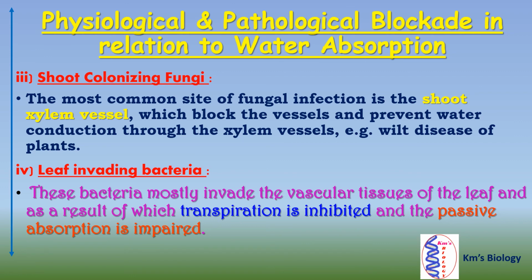The third important pathological reason is shoot colonizing fungi. The most common site of fungal infection is the shoot xylem vessel, which blocks the vessels and prevents water conduction through the xylem vessel. For example, wilt disease of plants.